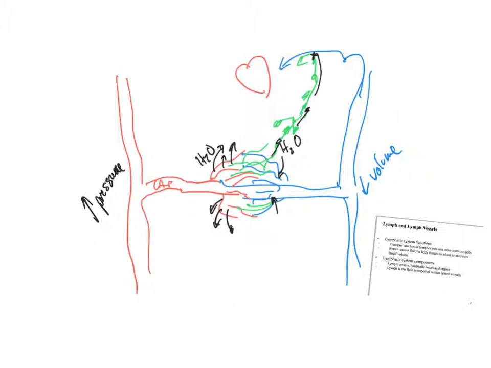Now, how much blood is coming back to the right atrium is equal to how much was put out, as long as you're at rest. Okay? So that excess fluid, all those extra arrows that are lost on the arterial side, are picked up by the green vessels, the lymphatic vessels, and returned back to the venous circulation. Overall, there's no net loss of volume. Okay? Pretty simple, right?